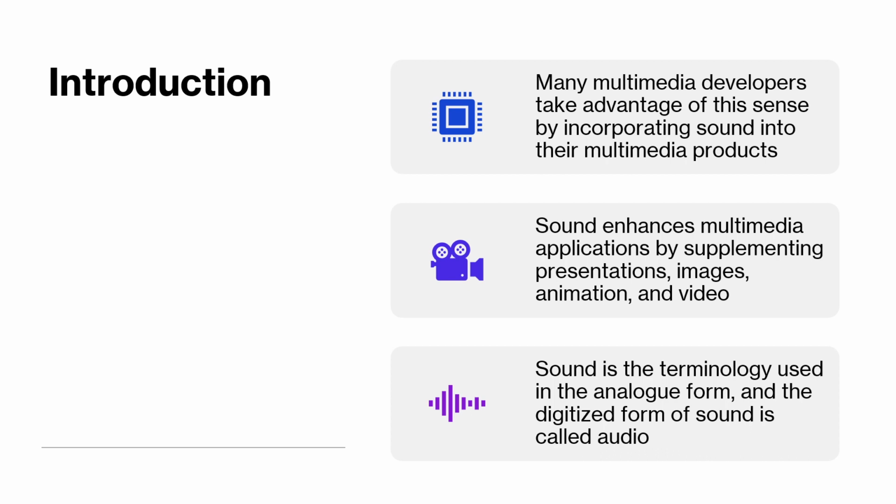Now, sound in itself is a technology which is used in analog form. Excuse me. Sound is a technology used in the analog form, and because it is in the analog form, we need to find a way to digitize it in a way that will be understood by the computer. So when we digitize the analog form of sound, we call it audio.